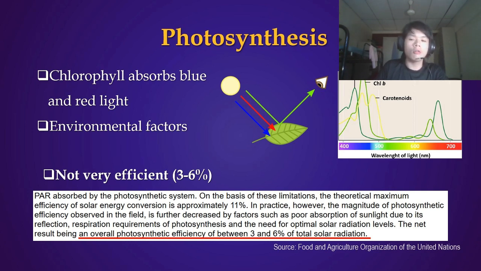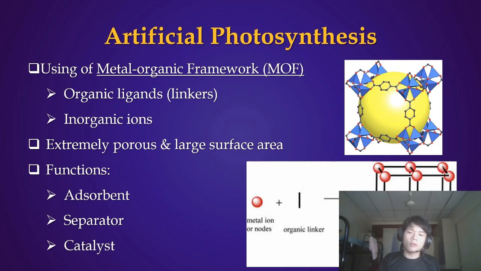According to the FAO, the efficiency of photosynthesis in a plant is only about 3 to 6% of total solar radiation. Besides, the efficiency of photosynthesis also depends on many environmental factors such as the concentration of carbon dioxide and the sunlight intensity. Therefore, scientists tried to do the photosynthesis process without plants.